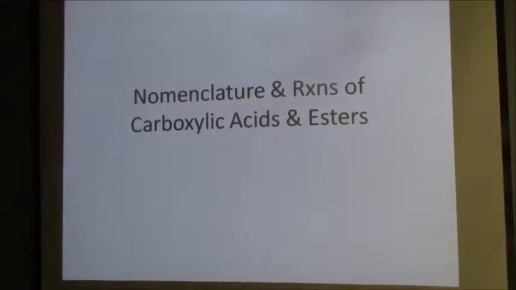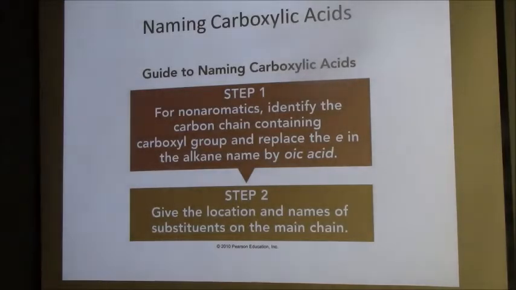Let's now discuss nomenclature and reactions of carboxylic acids and esters. So when we name a carboxylic acid, the suffix becomes oic acid. And just like when we named aldehydes, when we name carboxylic acids, the carboxyl carbon is automatically number 1, right? Because that's where the functional group is located. So you don't need to designate with a number where the carboxylic acid is located because we're assuming that that's carbon number 1. But you would need to note where the other substituents are if there are any substituents.